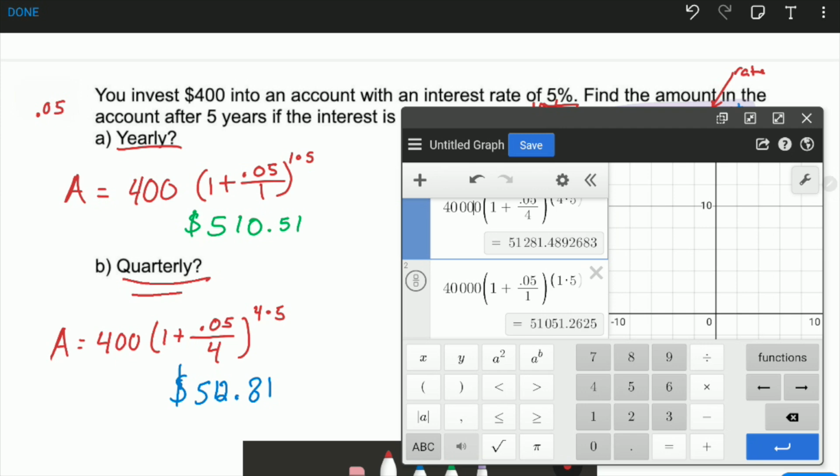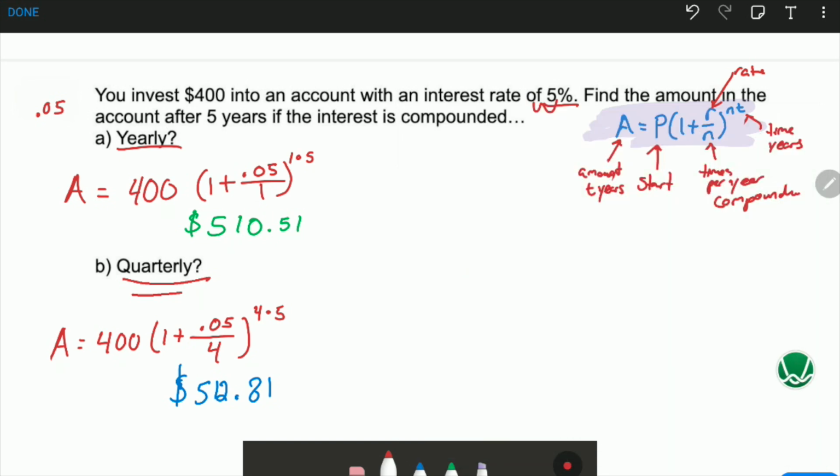So the more times it's compounded, the more interest is earned. But it also is affected by how much you start with as well. That also helps to determine how much interest is actually earned on it. So at higher values, there's a more drastic difference between the number of times it's compounded.